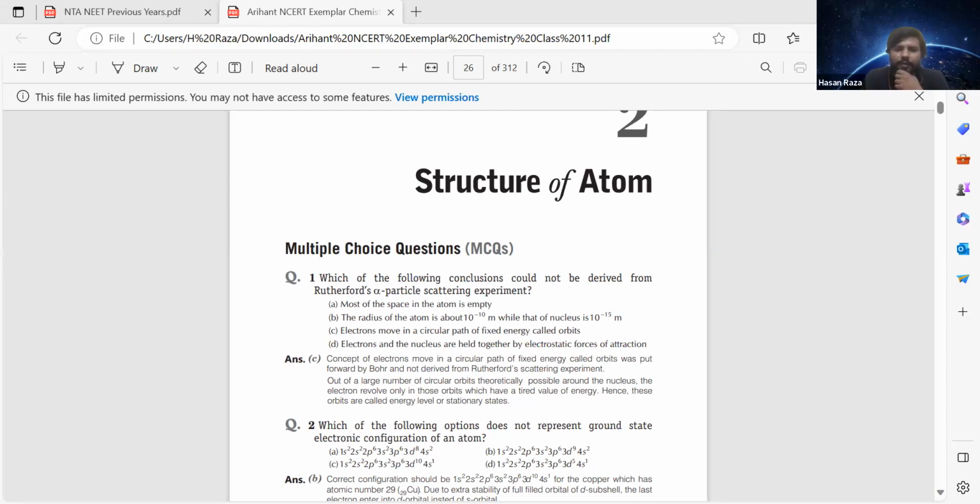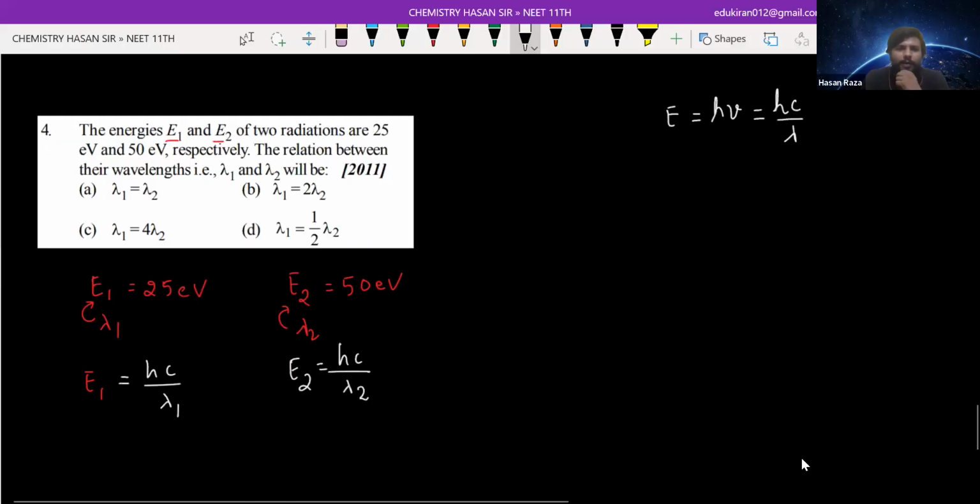I'm only able to see a chapter 2 sign, like only that page. Structure of atom. Wait a minute. Are you able to see this screen? Yes, sir. Okay, sorry, wrongly shared that. So again, I'm going to explain.